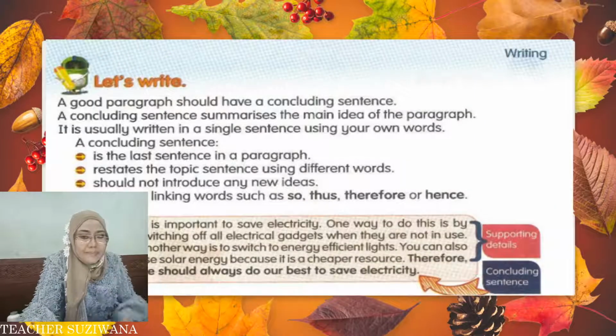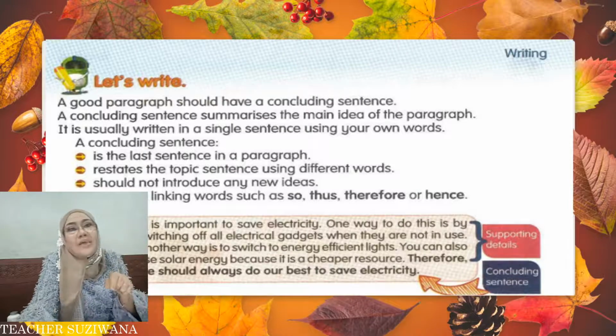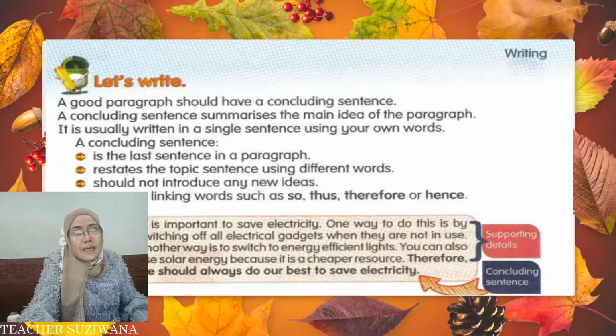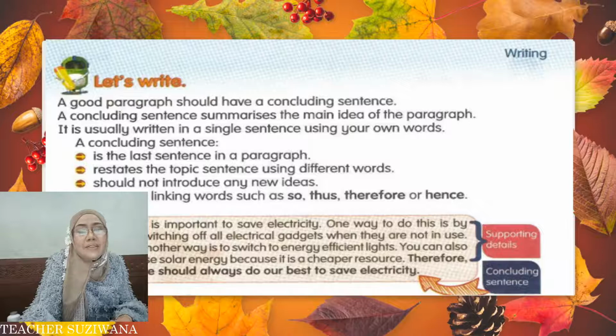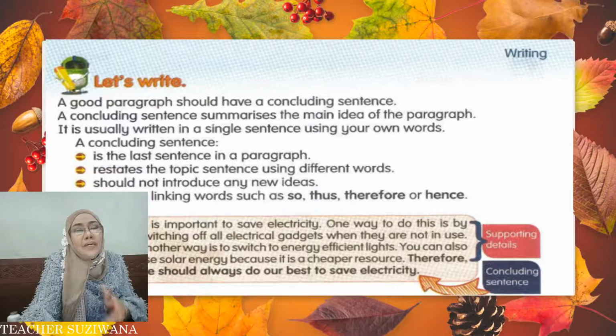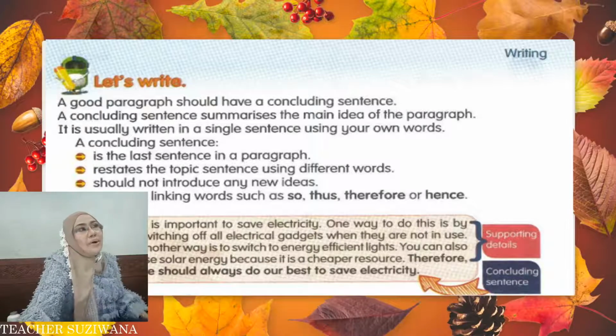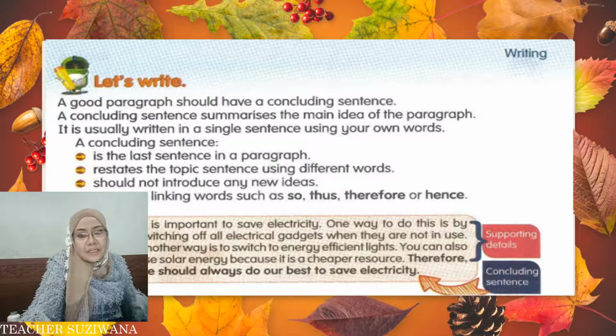Okay, this is in your textbook. We have already learned what the main idea and the supporting details are, and you all have done the exercise on main idea and supporting details. Now, we are going to learn about concluding based on the paragraph.